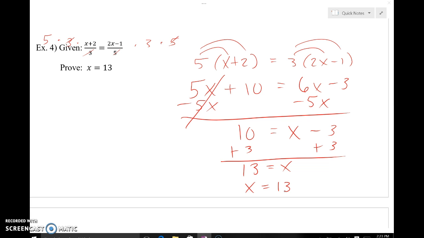All right, again, just one more justification. This step here would be the distributive property. This step here, once I distributed, I subtracted 5x, and then I added 3 to both sides, and finally I used the symmetric property of equality to switch the equation around and make it identical to the proof statement.